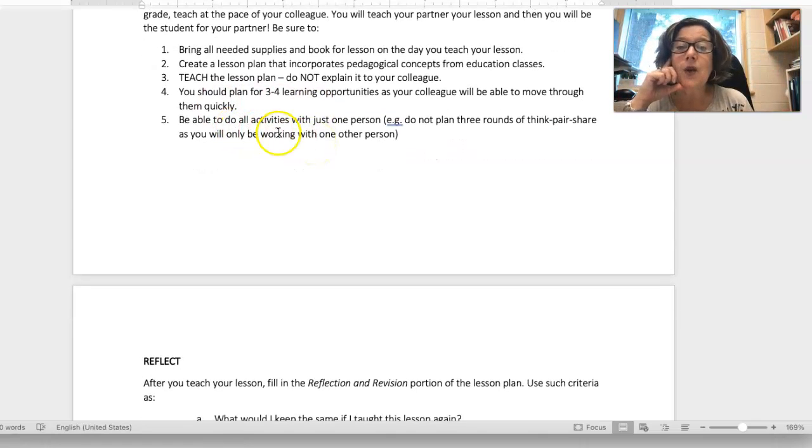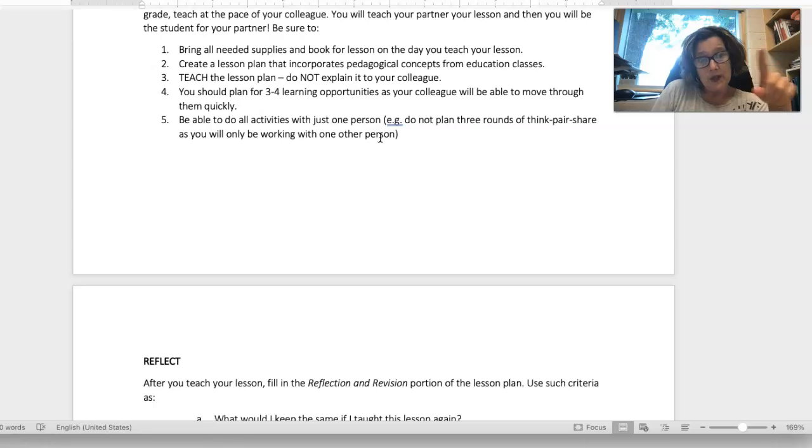Be able to do all activities with just one person. So do not plan 3 rounds of Think, Pair, Share, as you'll only be working with one person, and then it kind of is lame. So plan all your activities that one person, or you and your partner and your student, can do together.